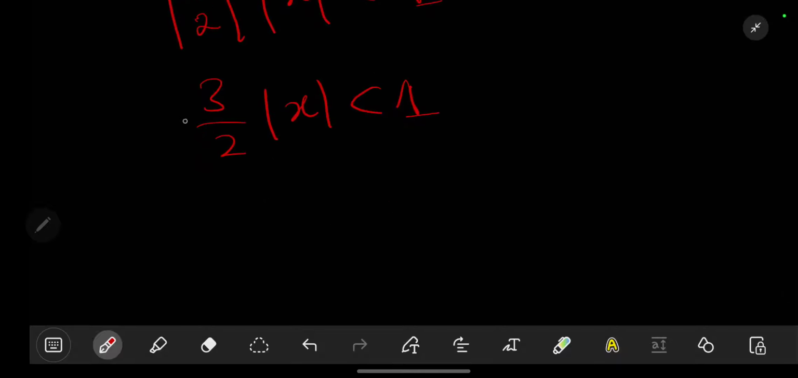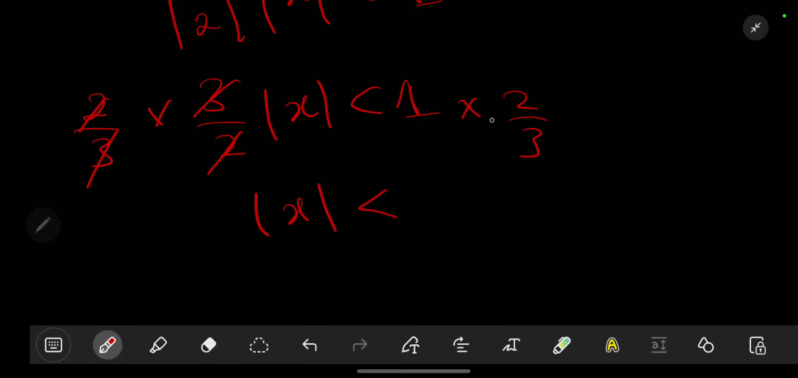Then you can cross multiply, or you can just multiply by the multiplicative inverse. If this is 3 over 2, you are going to multiply this value on both sides. Even if you cross multiply, it will still be the same. So the absolute value of x will be less than 2 times 1, which is 2 over 3, like that.